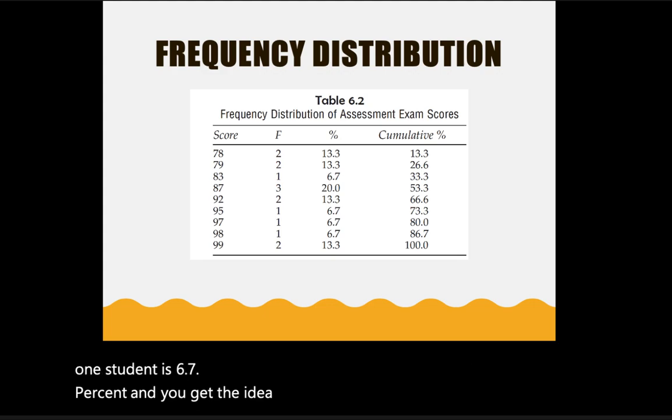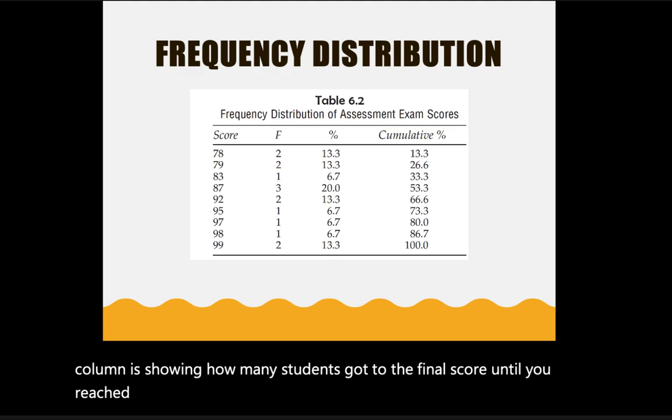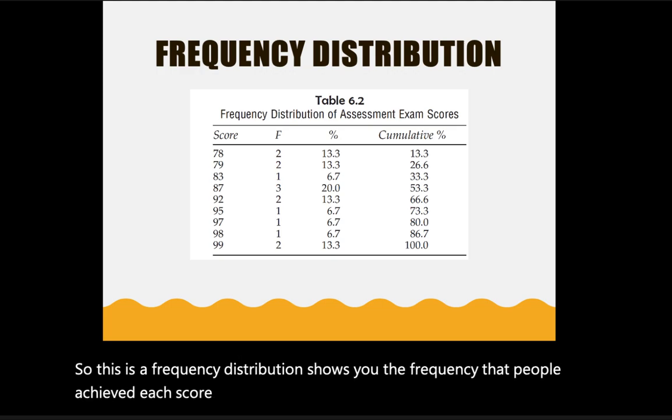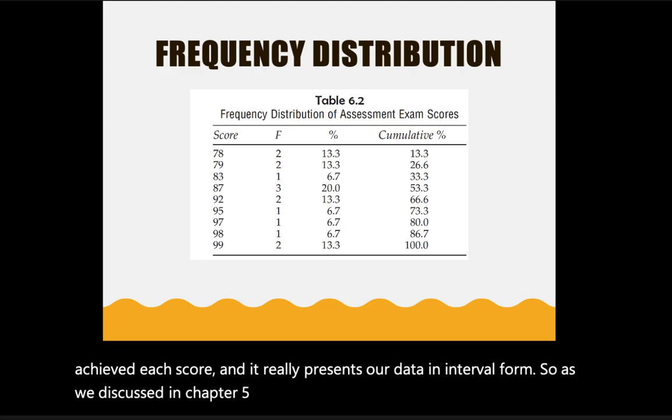The cumulative percentage in the far right column is showing how many students got to the final score until you reached the entirety of the sample, so all 15 students in the class. So this is a frequency distribution. It shows you the frequency that people achieved each score, and it really presents our data in interval form. So as we discussed in chapter 5, interval data.